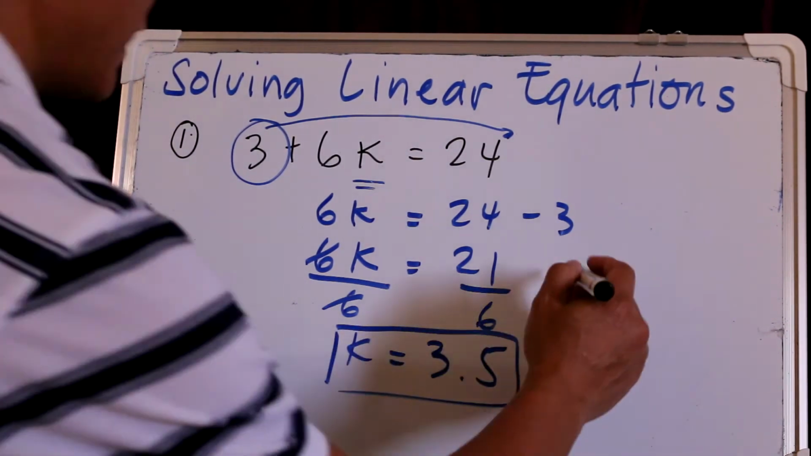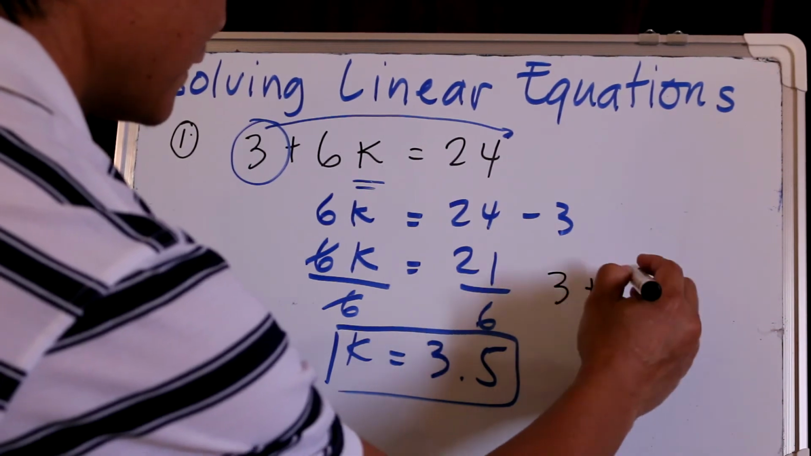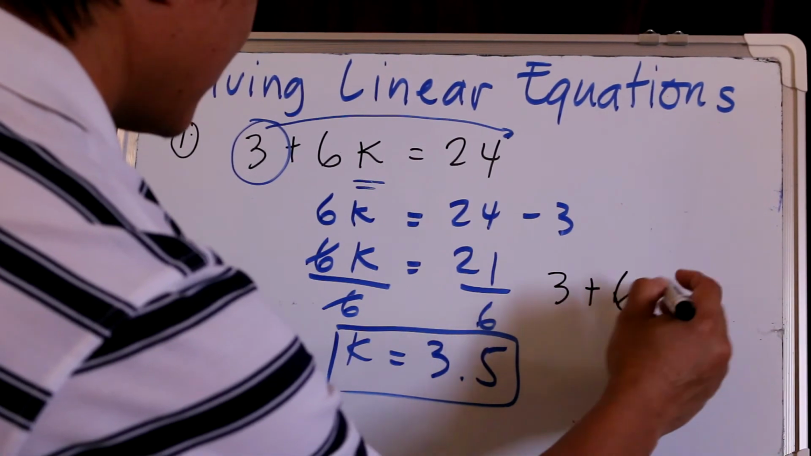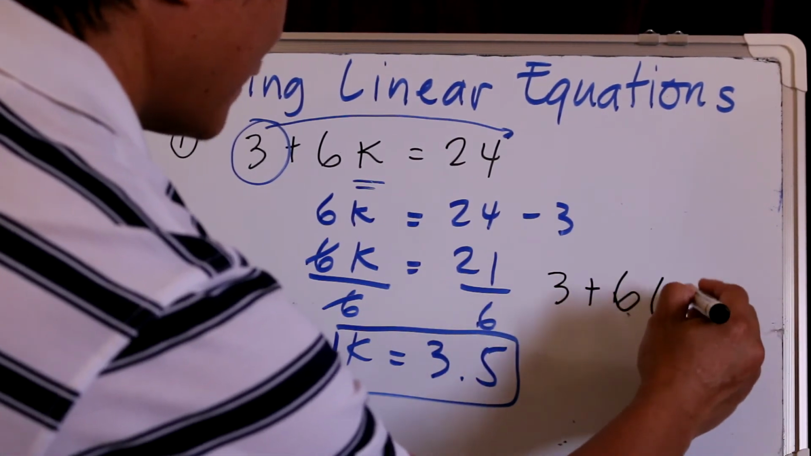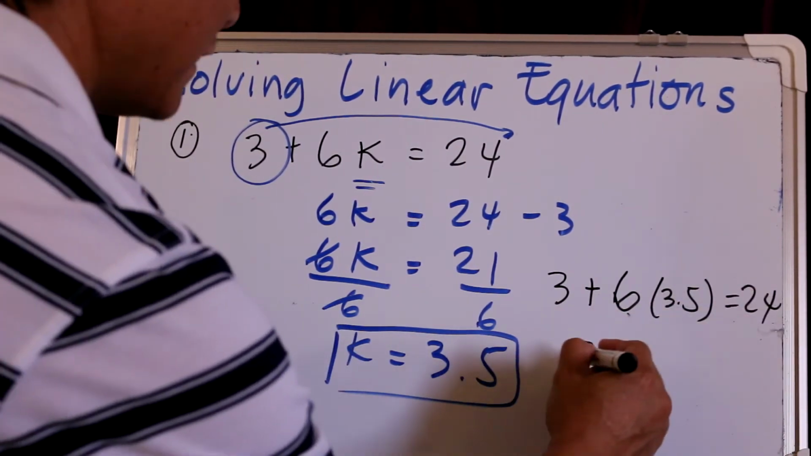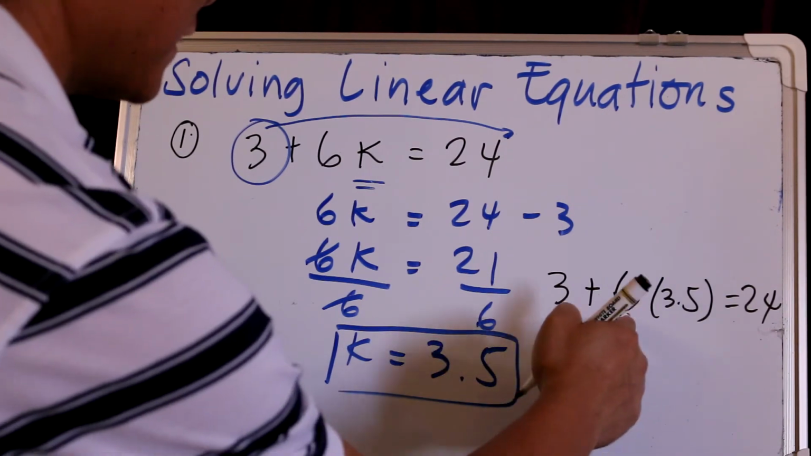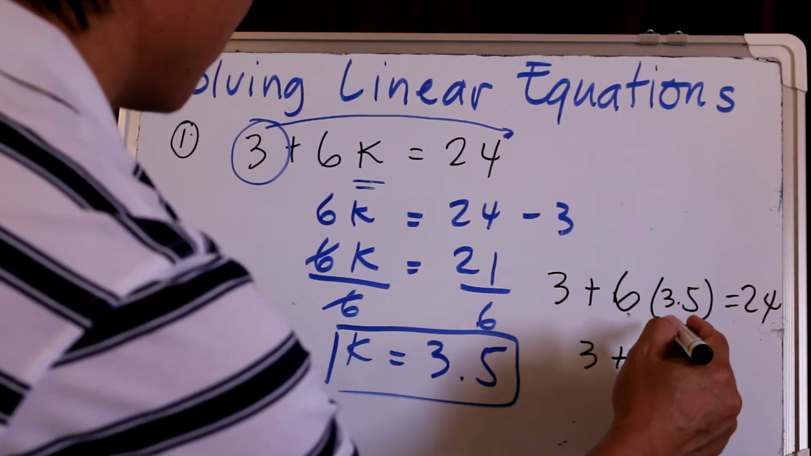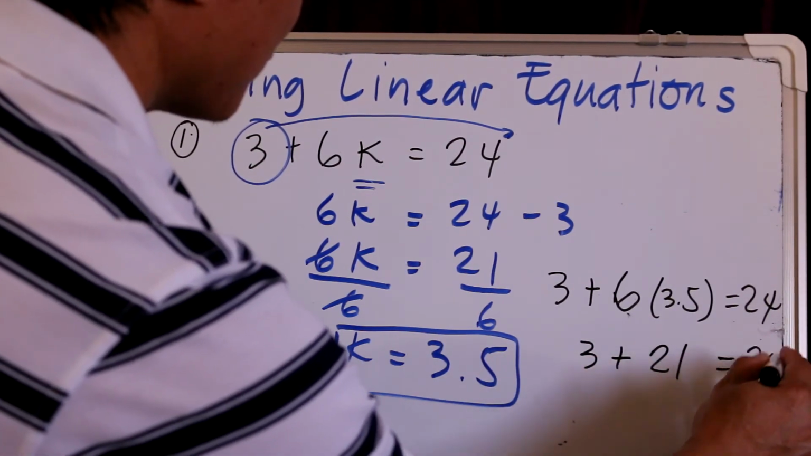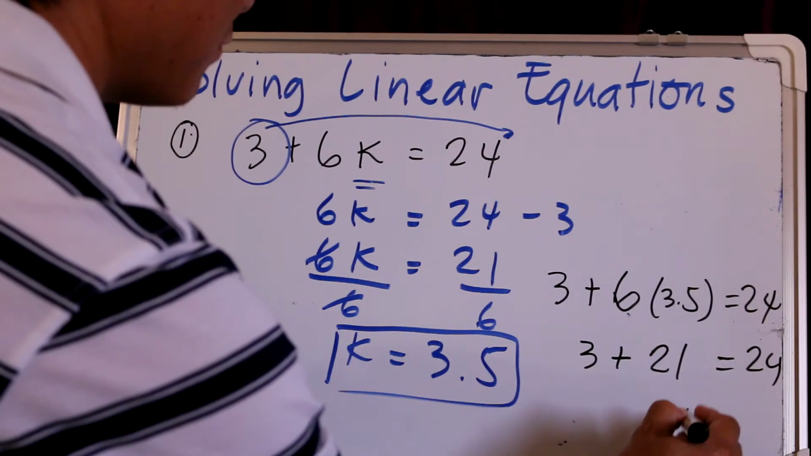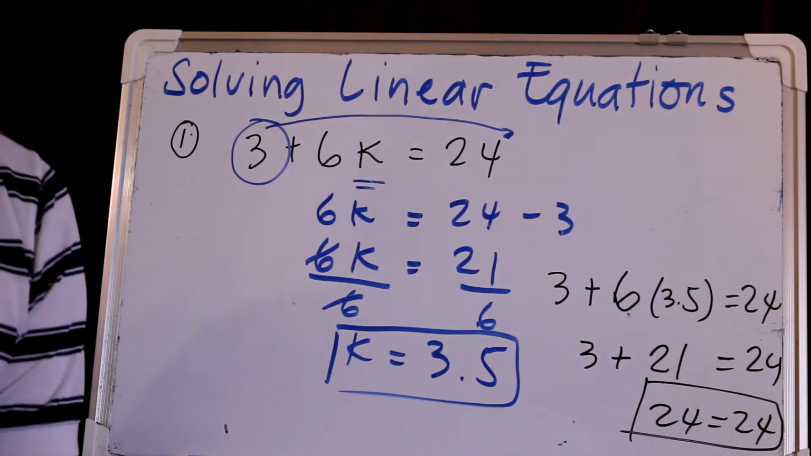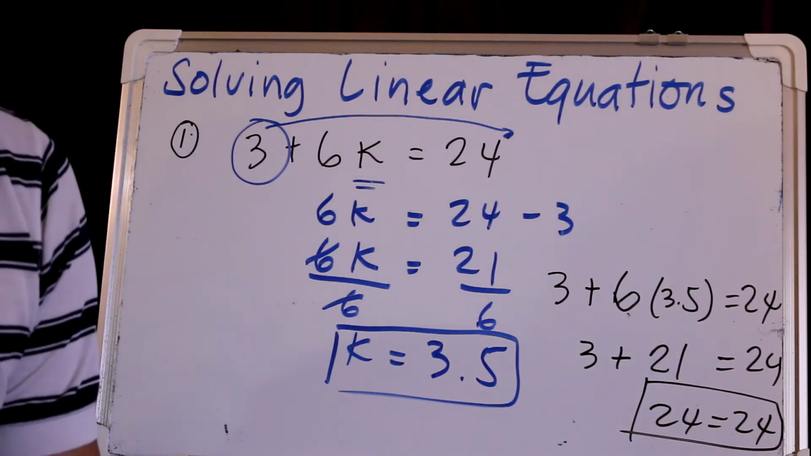Okay, to check, we will have 3 plus 6 times 3.5 should be equal to 24. Alright, so 3 plus, 6 times 3.5, that means equal to 21. And you have equal to 24. So in short, you will have 24 equals 24. This is how you are going to check if you are having doubts with your answer.